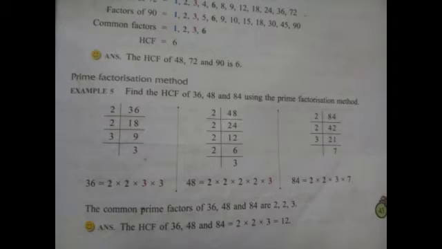In the 2 table 24 times, and again the 2 table 12 times, again the 2 table 6 times, again the 2 table 3 times. That's it. So 48 is equal to 2 multiply 2 multiply 2 multiply 2 multiply 3.